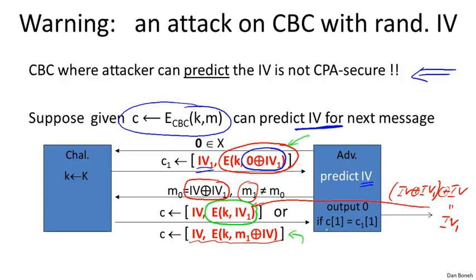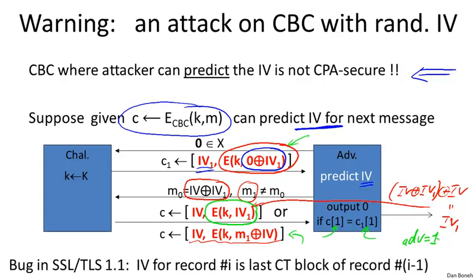So really, his test is C1, he refers to the second block of C, and C11 refers to the second block of C1. If the two are equal, he says 0, and otherwise he says 1. So the advantage of this adversary is going to be 1, and as a result, he completely breaks CPA security of this CBC encryption. So the lesson here is, if the IV is predictable, then in fact there is no CPA security. And unfortunately, this is actually a very common mistake in practice.